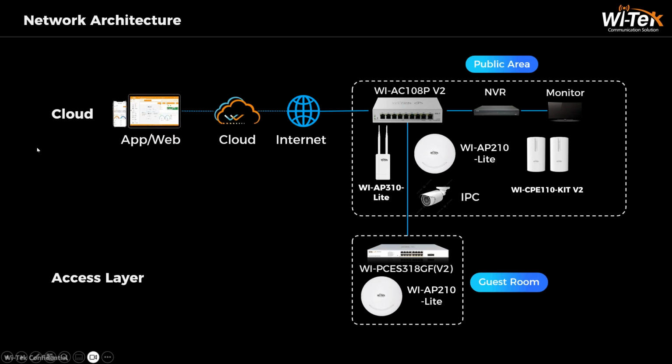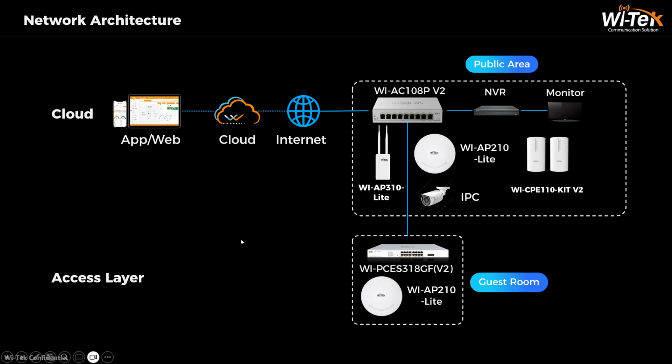So according to the network architecture, we can see all the video will be stored in the NVR and all the wireless access points will be controlled by the cloud PoE gateway, right? That's all for the network architecture introduction. I believe that, according to my introduction, you will know why we set up this network architecture for the economic hotel.